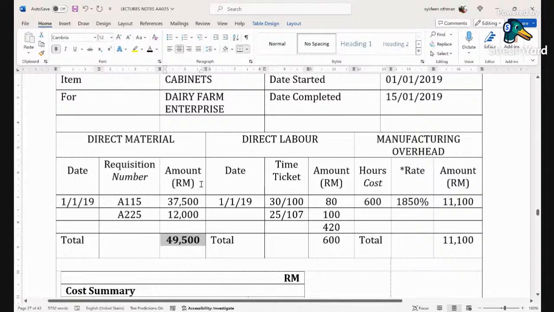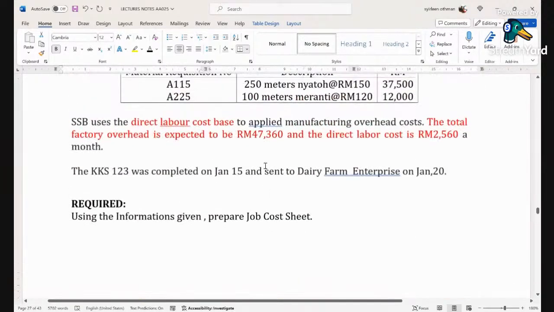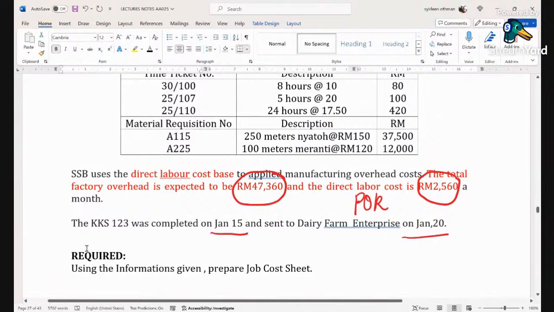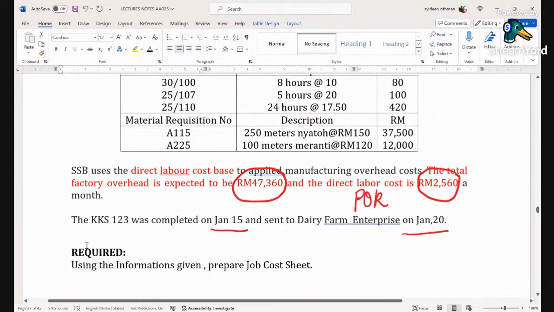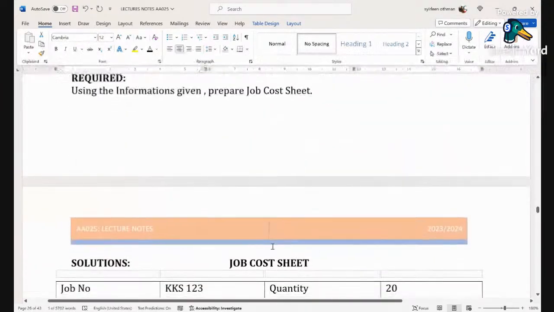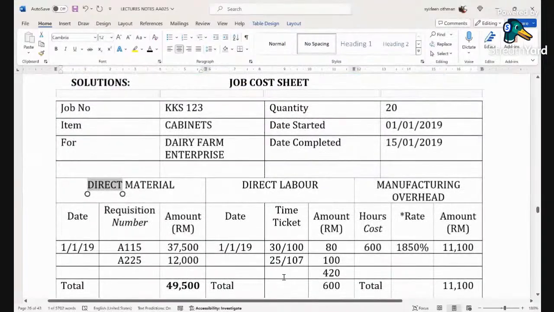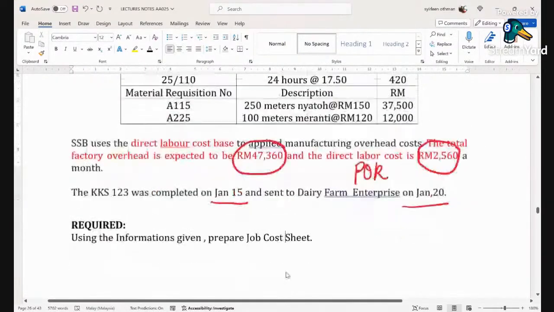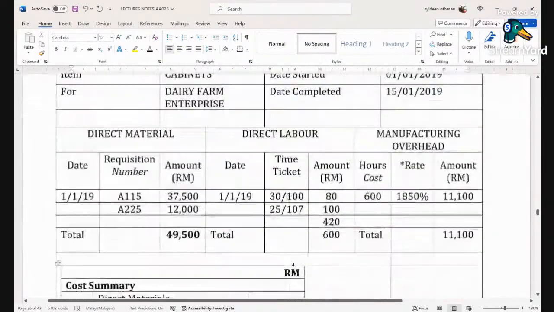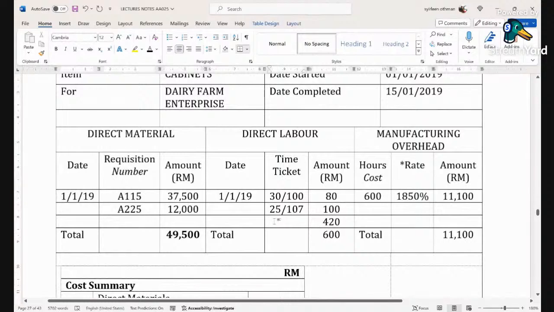Okay, and then time ticket, kita ada 3 actually ya. Alright, so one is 30/100, 25/107, and then 25/110. Okay, so this is 25. Yeah, okay. This is 25/110. Okay, so yang ini 420. So amount ialah 600 ringgit.